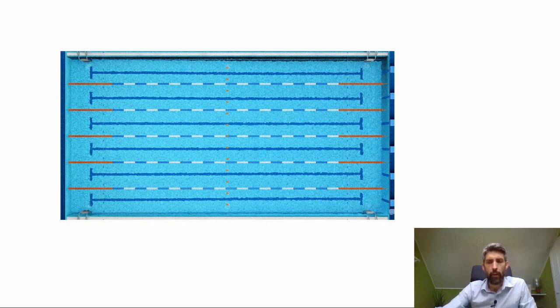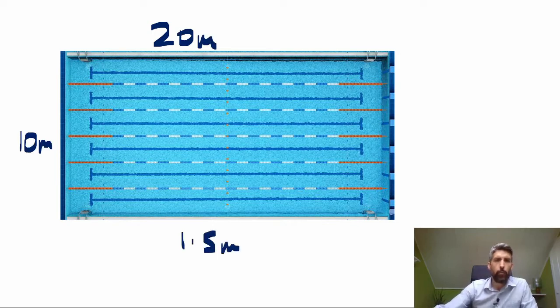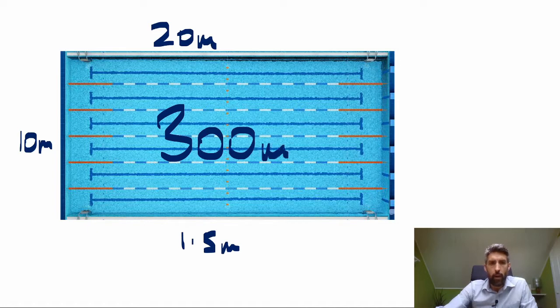manually dosing. So for example, say you had a pool that is 20 meters by 10 meters and it had an average depth of 1.5 meters. If you multiply all those figures together, you'll get an overall volume of 300 cubic meters of water in the pool.